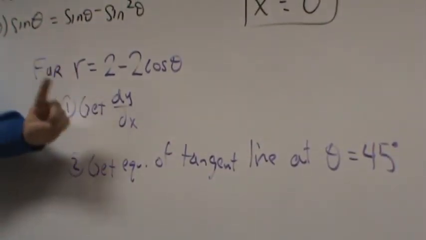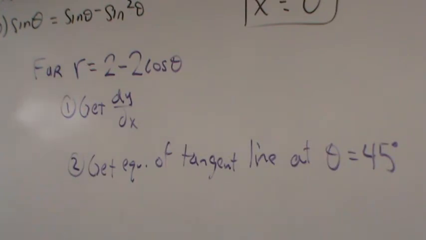Okay, please do this now. Get dy dx by getting an expression for x, an expression for y, and then doing dy d theta over dx d theta, and then get the equation of the tangent line at theta equals 45. Just do that now, and we'll see how it goes.